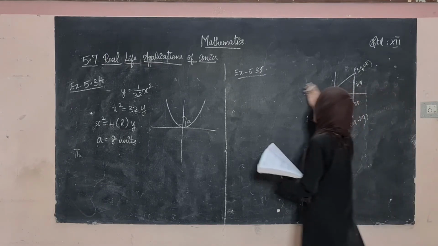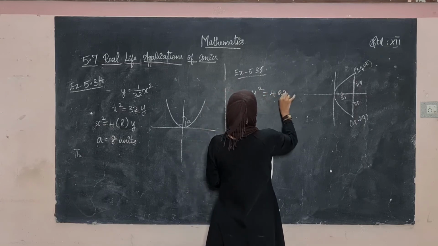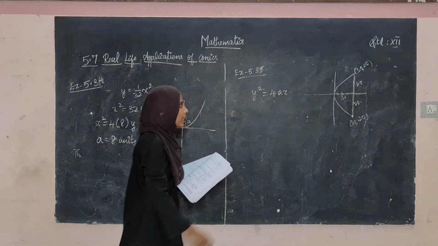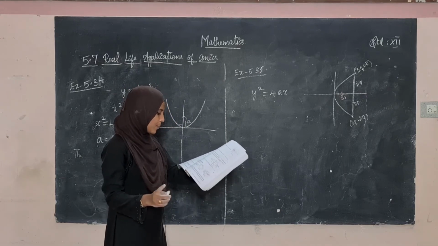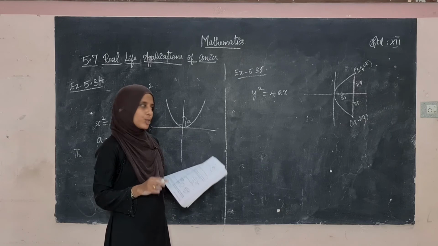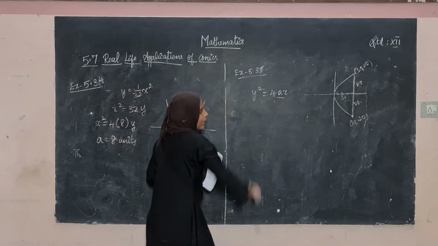So what is the general equation of the parabola? y square is equal to 4ax. For this diagram, y square equals 4ax will be the equation of the parabola. What is the first question? What is the equation of the parabola used for the reflector? Now we have to find the value of a.